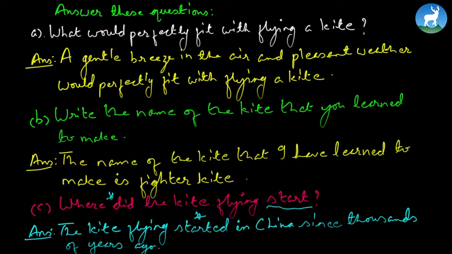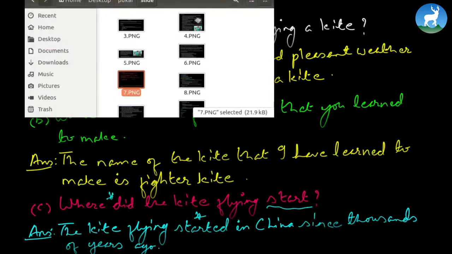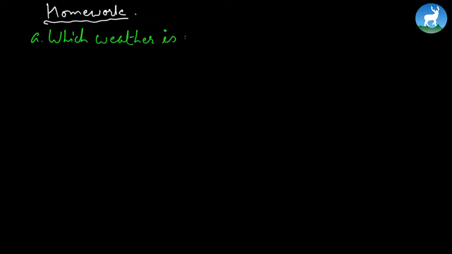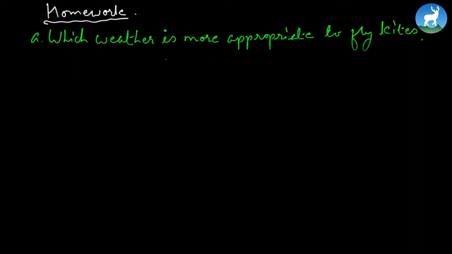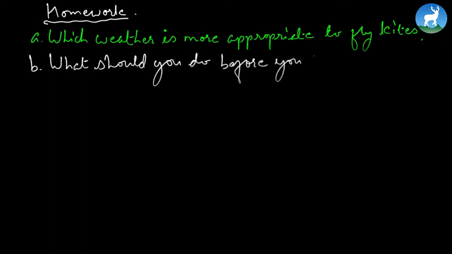Now, to understand the technique of how these questions are done, and on the basis of that, I'm sure you can do the homework which I'm about to give you now. On this, you can do it as your homework. Number 1. Which weather is more appropriate to fly kites? What should you do before you fly a kite? Number C is interesting. Let's remember, all the answers lie right in the passage. So you got to read the passage again and again. If you cannot find the answer, read again to get the answers correct.